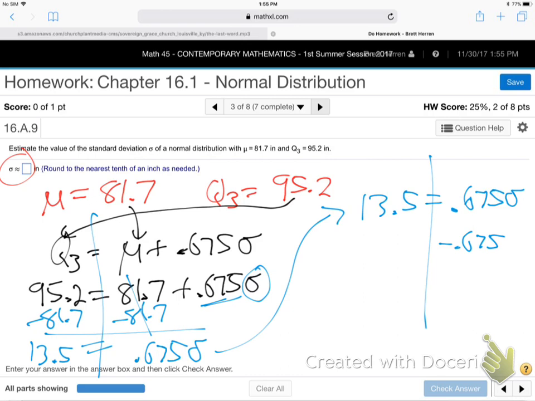Because it's multiplied. This 0.675 is right up against the sigma. It's not added, so I'm not going to subtract it. No symbol means it's times, so the opposite of times is divide. Right? You always do the opposite. See, this 81.7 was added, so the opposite of that was subtraction. But this 0.675 is times the sigma. No symbol there. Times, so I divide it. I don't subtract it. Right?